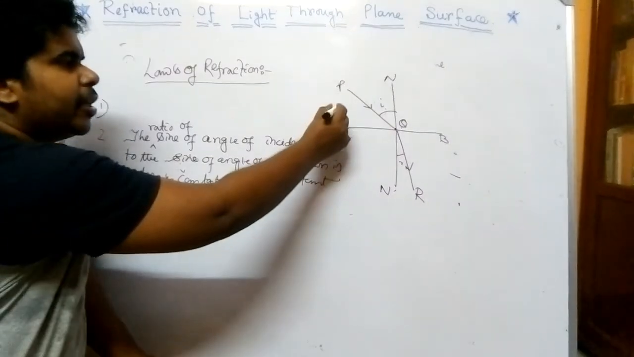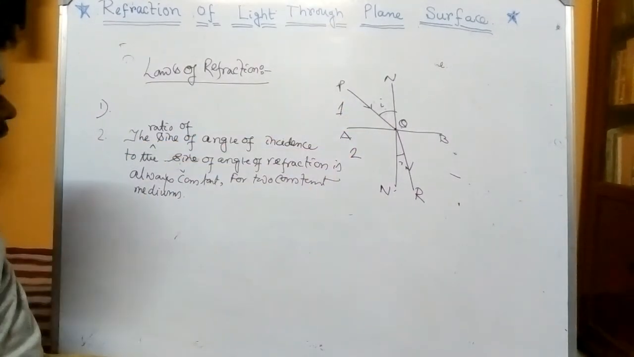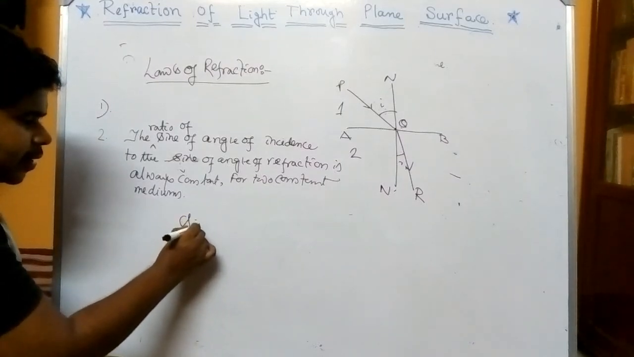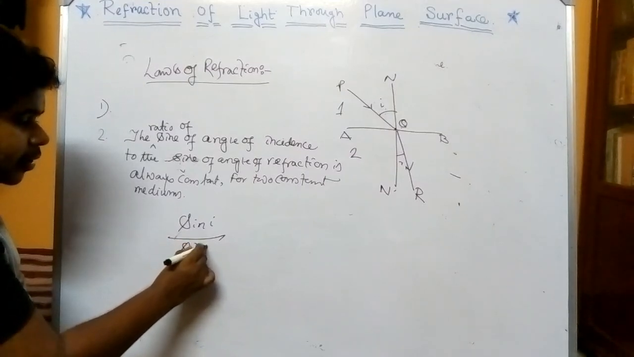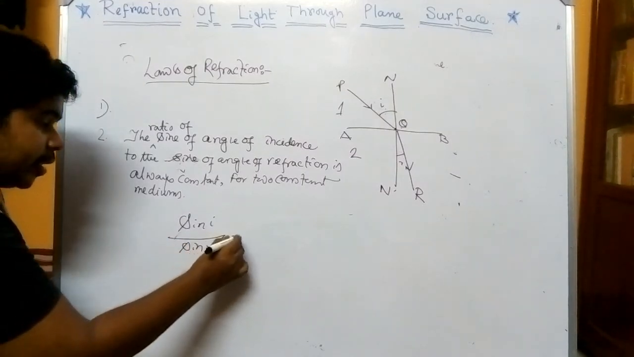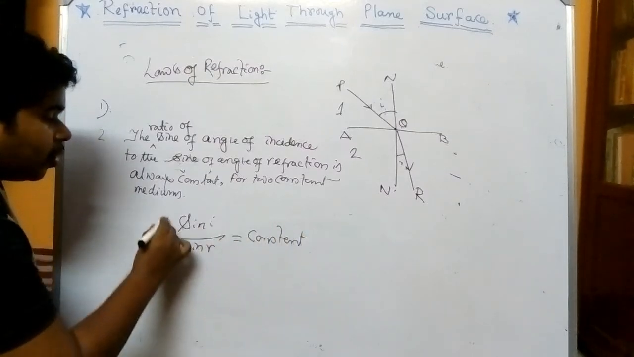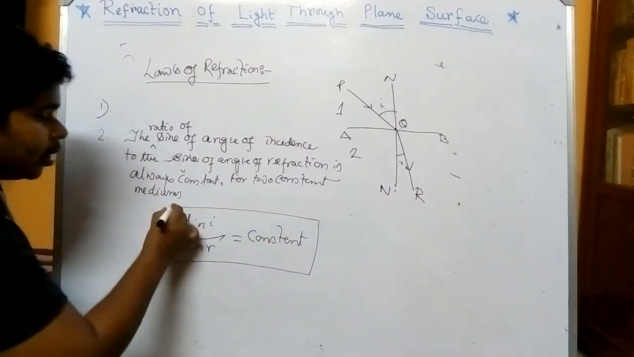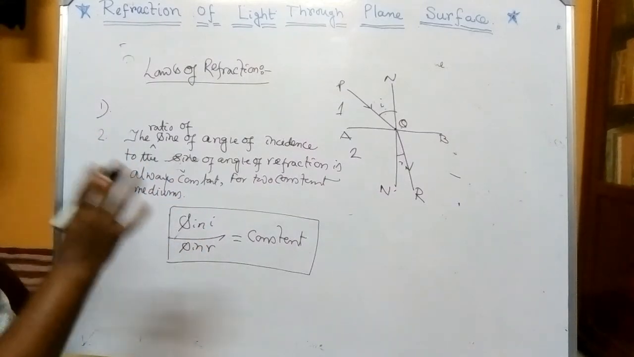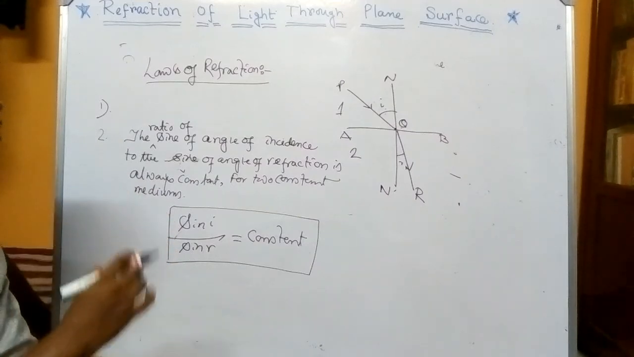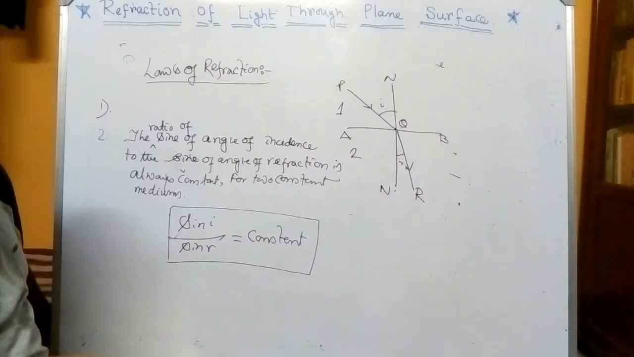So if I am taking medium 1 and medium 2, the angle of incidence is I, so the sine of the angle of incidence is sine I. And the angle of refraction, sine R. It is always constant. That means the ratio of sine I to sine R for two constant mediums is always constant. That is the second law of refraction.